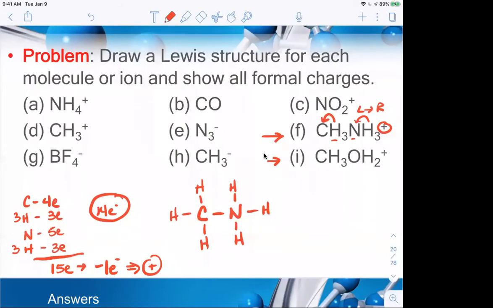So where is my positive charge? Carbon, 4 electrons, half the bonding, 1, 2, 3, 4. That's a 0 charge here. Nitrogen, 5 electrons. I don't have a lone pair, so half the bonding gives me 1, 2, 3, 4 electrons. I have 1 too few. My positive charge is on nitrogen. So this is how I'm going to look at these molecules.